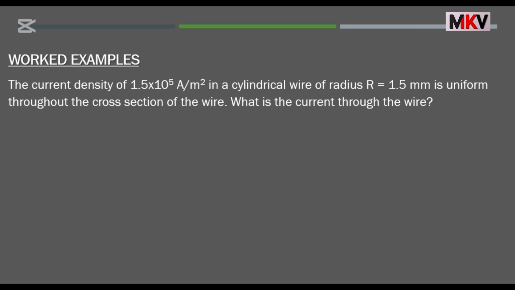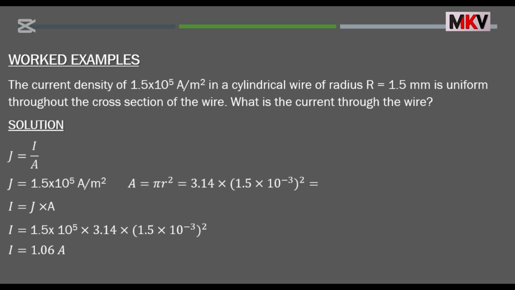So let's look at the solution. We state our equation for current density. Since in the question we are given current density and radius, and we're asked to find current, the equation we are using is current density equals current over area. The cross-sectional area of a cylinder is a circle, so the area is pi r squared. After changing the subject, current becomes current density times area.